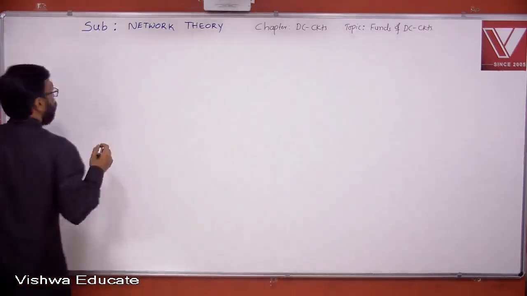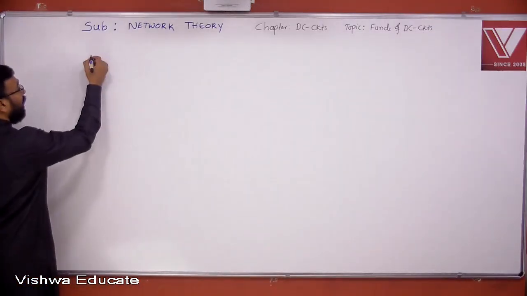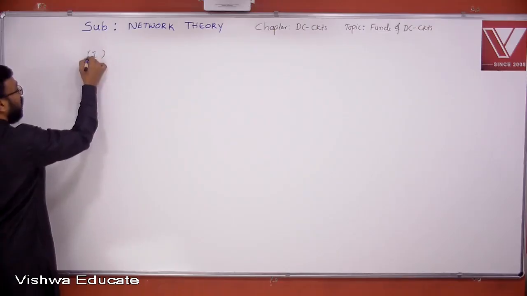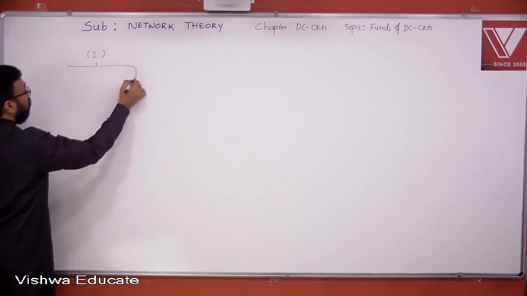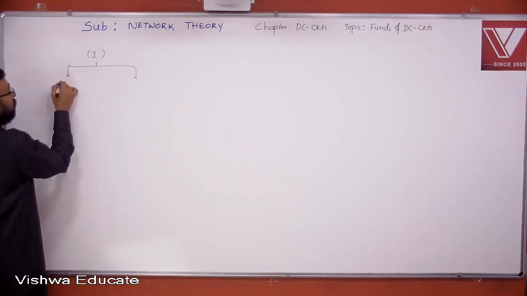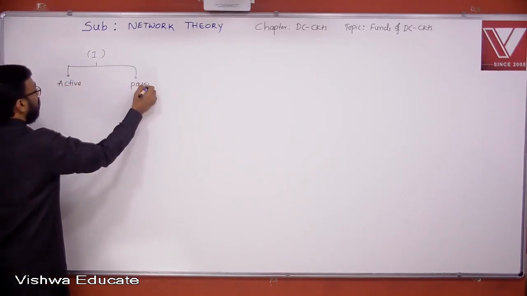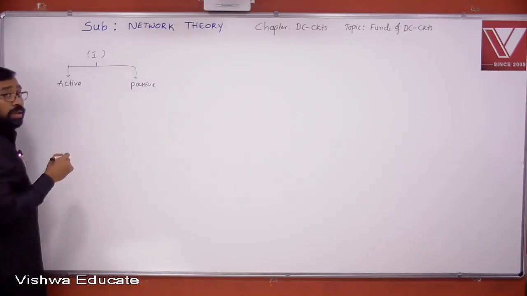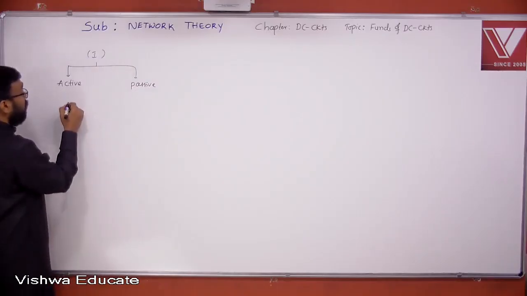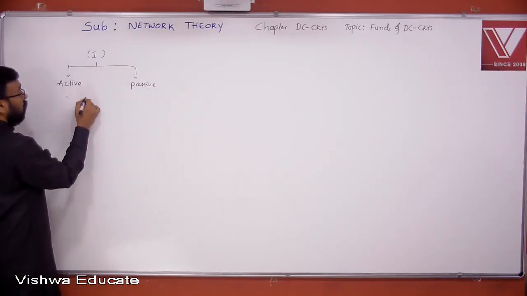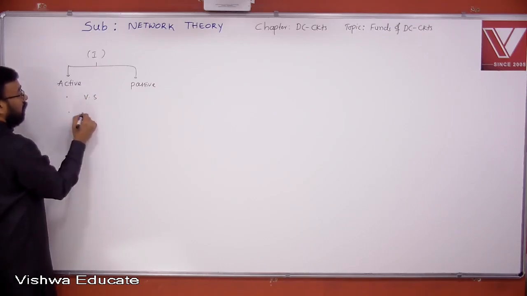So we stopped the last session at classification of elements. Now let us quickly look at the first classification. Active elements and passive elements. What is an active element? What is the example for active element? Usually people give active element example means voltage source, and what else? Current source.